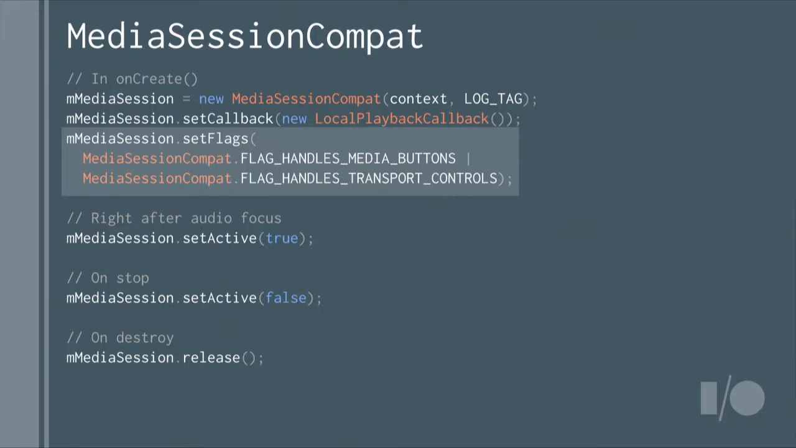It's these two lines. And similar to audio focus, this is an intent to play audio, right? So in this case, we're going to call setActive, which says, hey, I do want to receive media buttons now when we receive audio focus. And then once we've stopped, we can say, no, I no longer need any more events. I'm good. I'm not going to play back anything else.